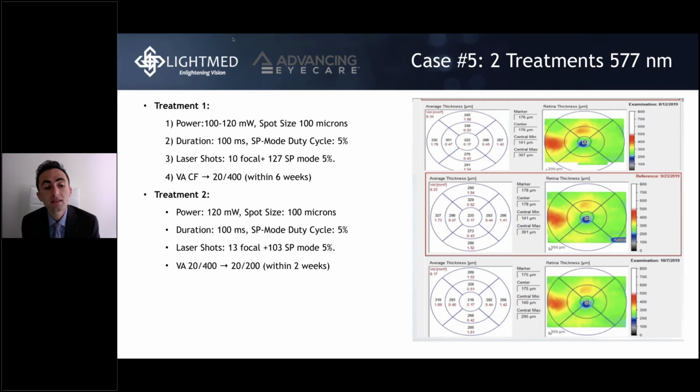Then I decided to do another treatment where we did similar modes for the laser, and the vision further improved from 20/400 to 20/200 within 2 weeks after the second session of the laser. I wanted to show this example to support the additive effect of repeating treatment when you want to get more control of the swelling.